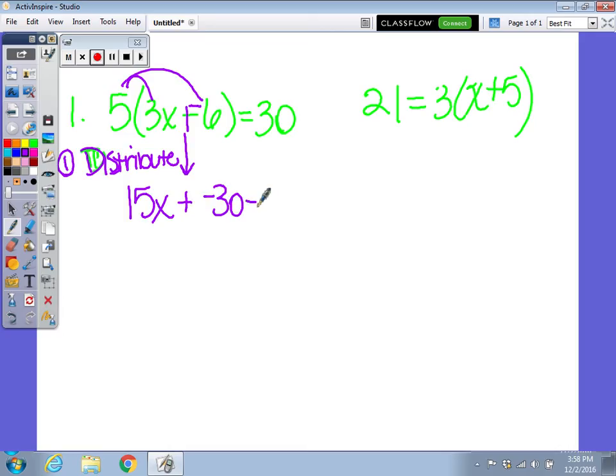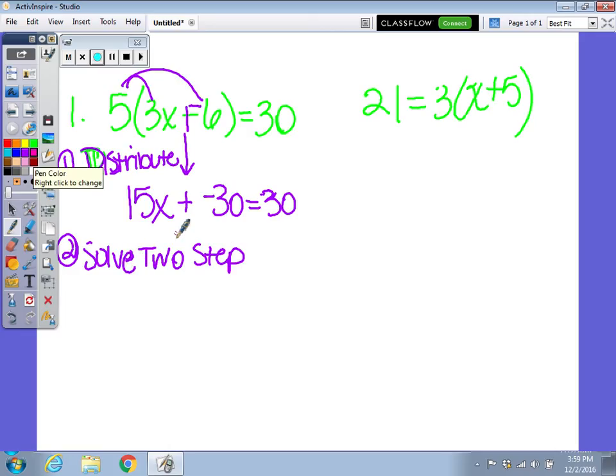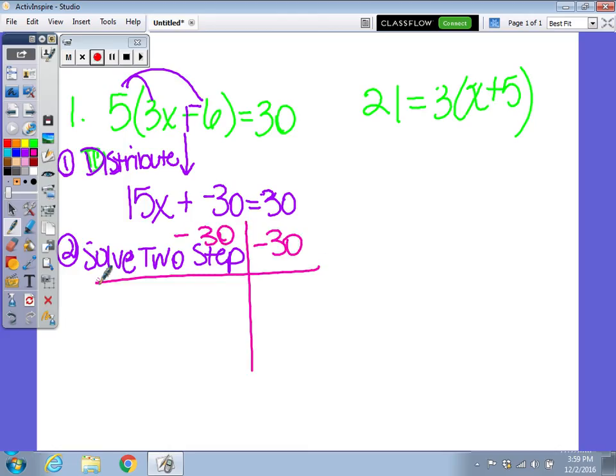And now we know on the other side it equals 30. Okay, now we're doing a solve a two-step equation, which we've been doing the last few days. So my first step will be, I'm going to subtract the 30 on both sides. I'll be left with 15x on the left, an equal sign in the middle, and sorry, this should be plus 30, and 60 over here.